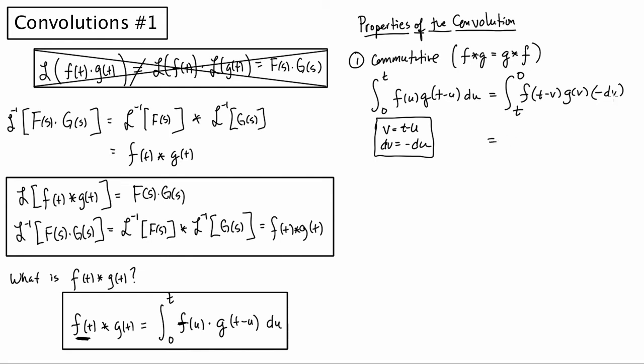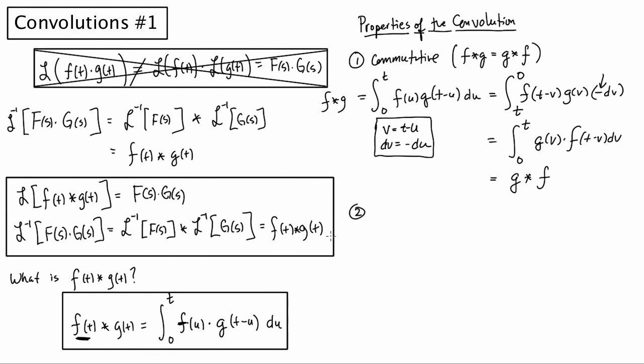And what you see here is the negative, and the fact that this limit is upside down. Remember, if I multiply through by a negative, it switches the limits of integration, and so this would be equal to the integral from 0 to t, getting rid of the negative, and then look at what you have. You just have g of v times f of t minus v. But that's the exact same thing as g star f, where the thing I began with was f star g. And so it is a commutative operation. It doesn't matter the order in which you do these things.